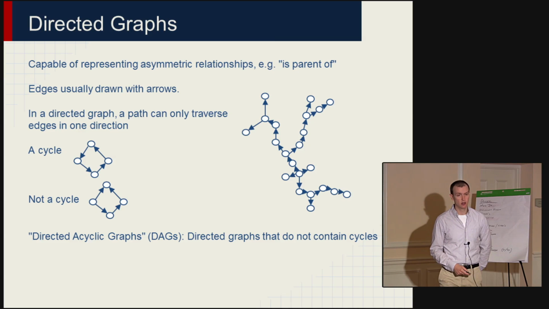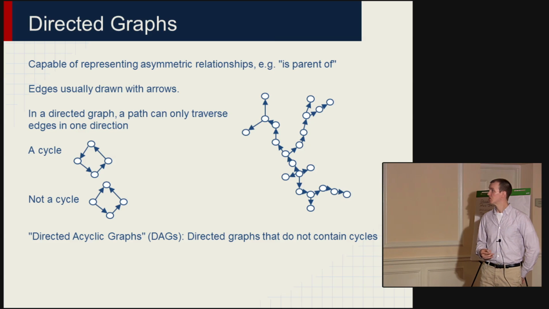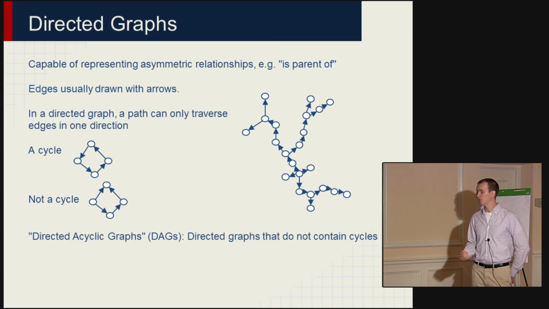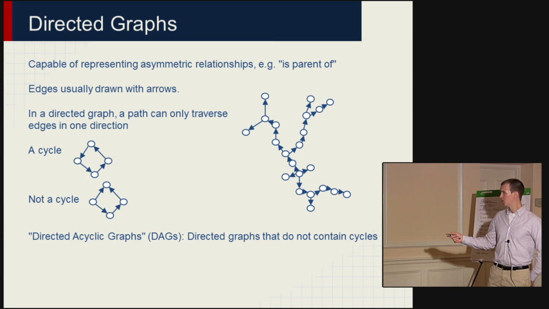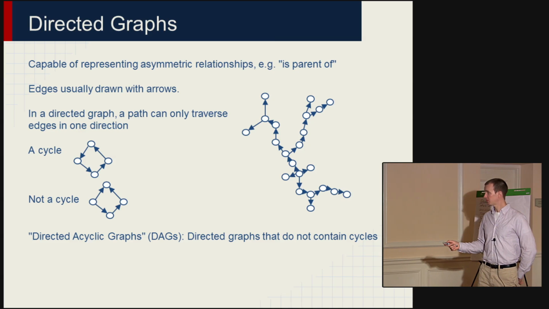There's a flavor of graphs called directed graphs, which are super useful. They're capable of representing an asymmetric relationship, for instance, "is a parent of." And when you draw an edge in a directed graph, as opposed to the undirected graphs, which I've just been talking about, you use an arrow to indicate the direction in which this relationship flows.